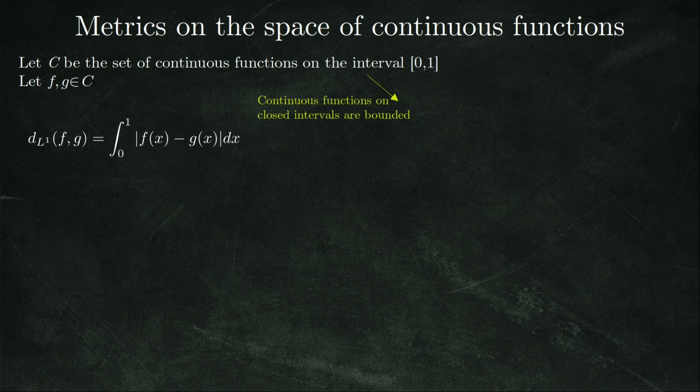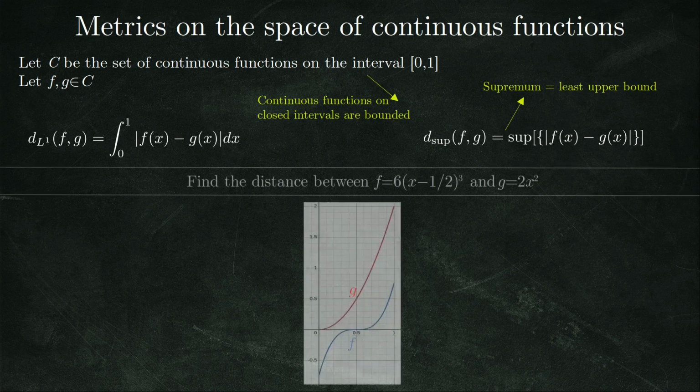And then a different metric we could have is the supremum metric, which looks at the maximum value between f and g on that interval 0, 1. And supremum here just means the least upper bound or the maximum value.